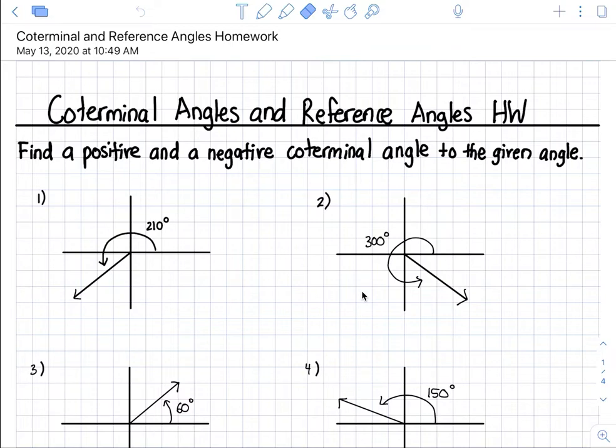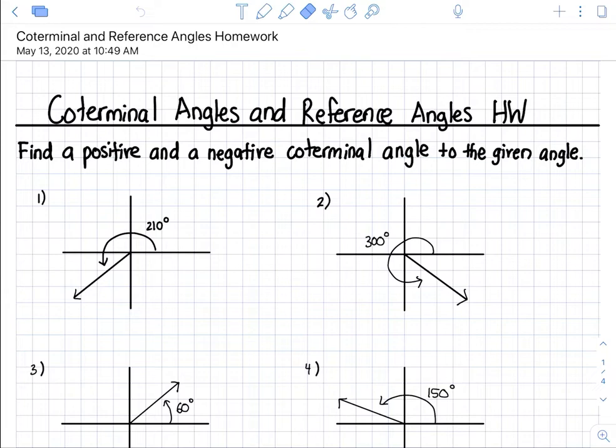Here's your guys' homework on coterminal angles and reference angles. I highly suggest you take a look at the lecture video, because this is a concept that is very, very new, and it's really good to watch the lecture so that you have a better understanding of what coterminal angles and reference angles are, and the terminology, because there are new vocab words you have to know as well.